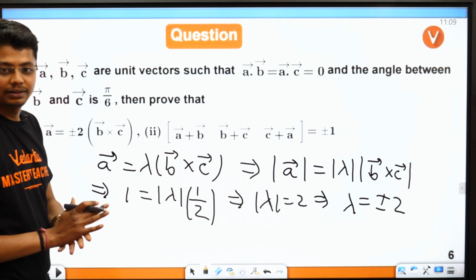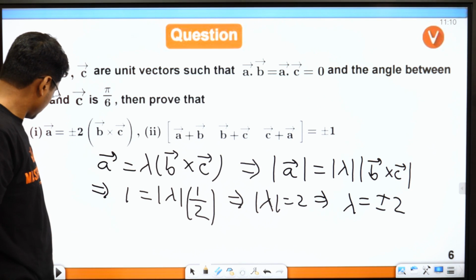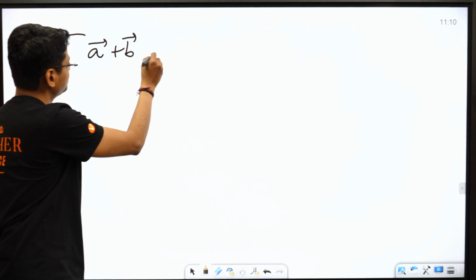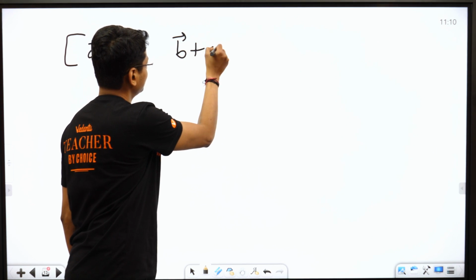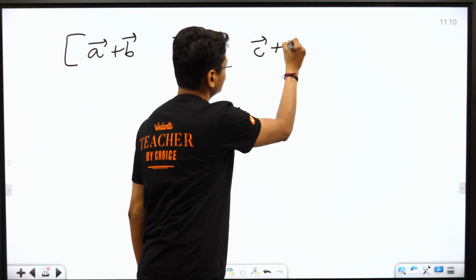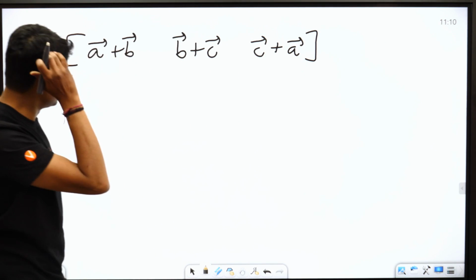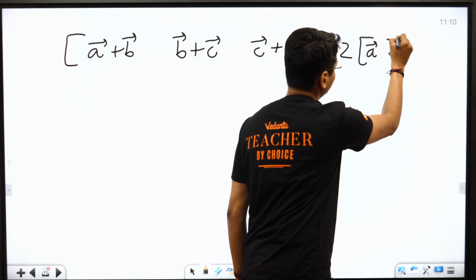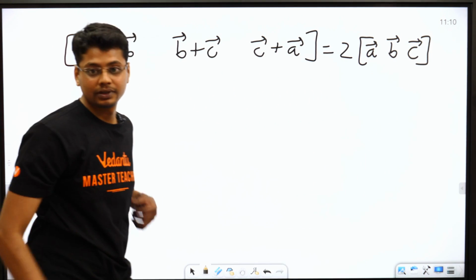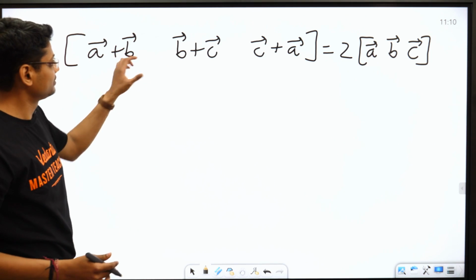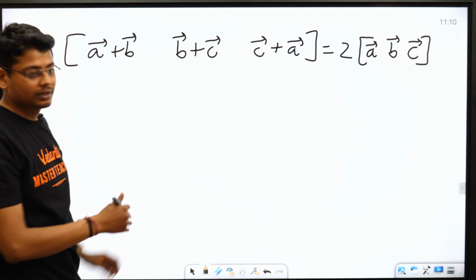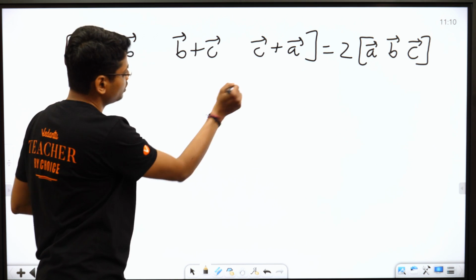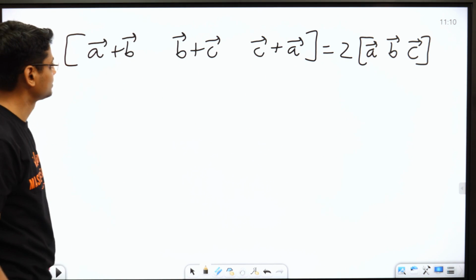Now to prove the second part, it can be derived also. A vector plus B vector, B vector plus C vector, C vector plus A vector. The box of this is basically equal to 2 times box of A vector, B vector, C vector. Alright, this can be derived simply using the formula. This basically would be A vector plus B vector cross B vector plus C vector, whole dot C vector plus A vector, and we can get this.